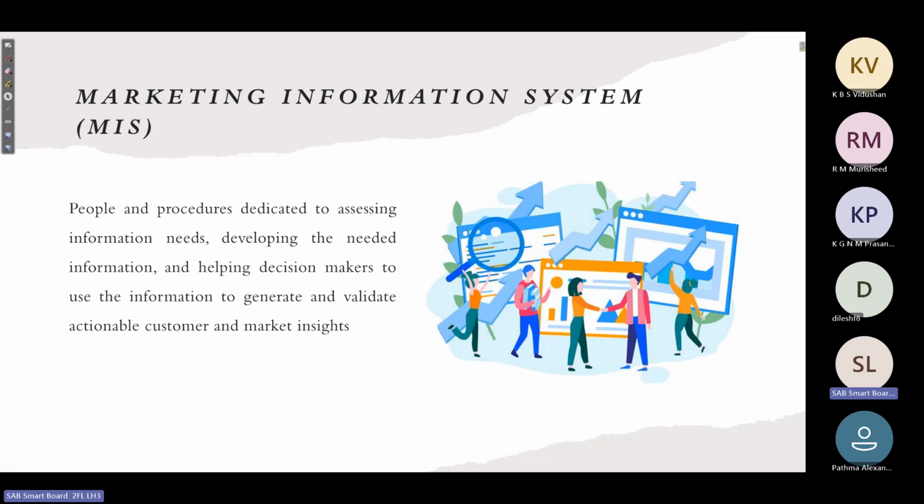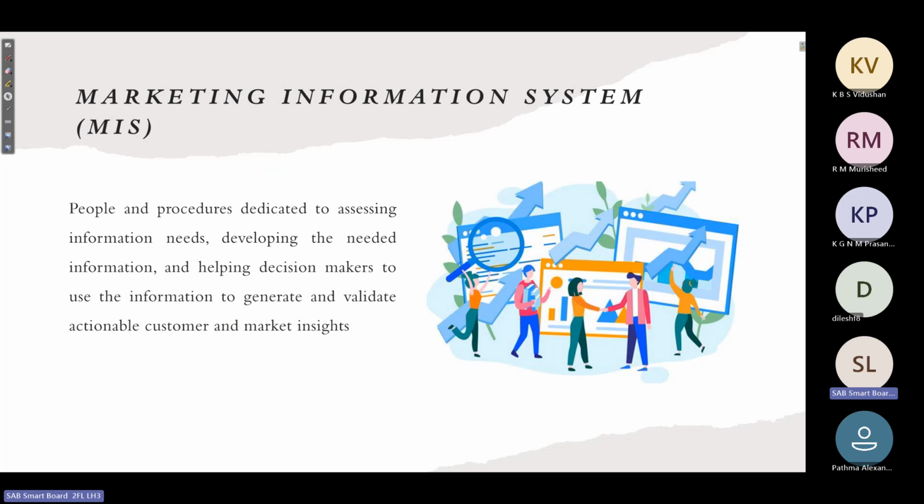So this is what we normally call a marketing information system: the people and procedures dedicated to assessing information needs. As the organization, we need to assess what kind of information we want. Is it about competitors' prices? Is it about what is happening in other parts of the world? Or is it about how our competitors are changing their behaviors or their buying patterns?